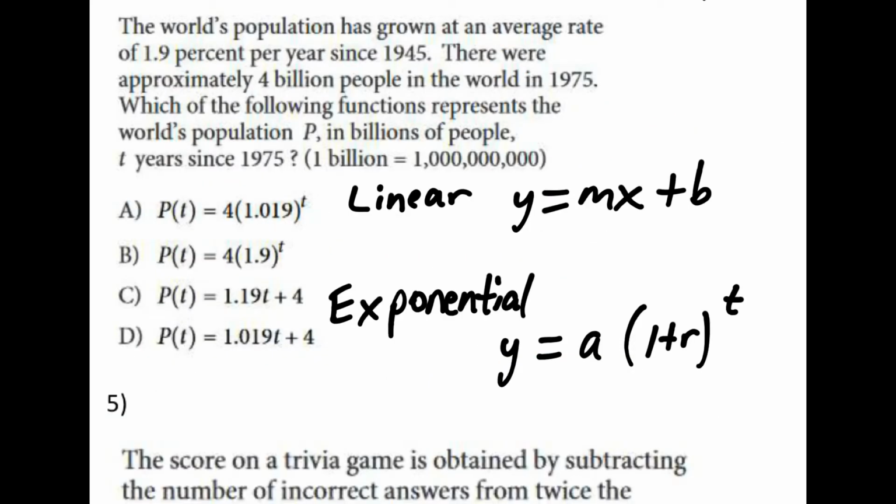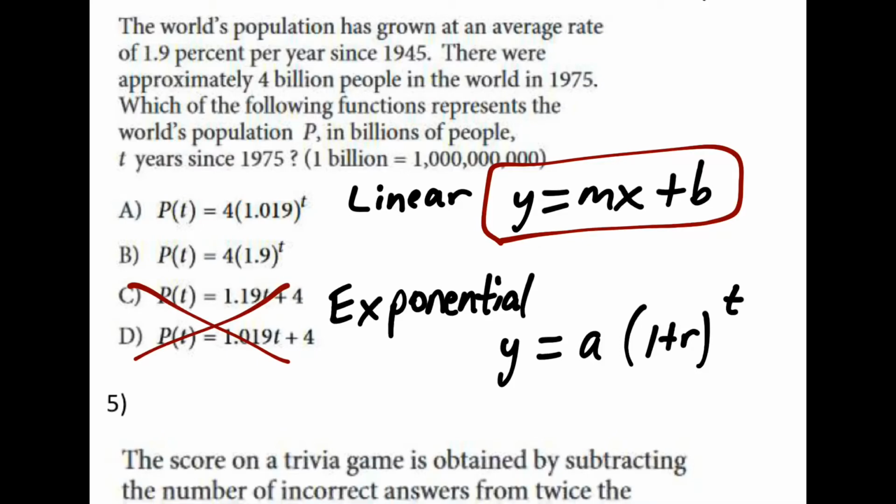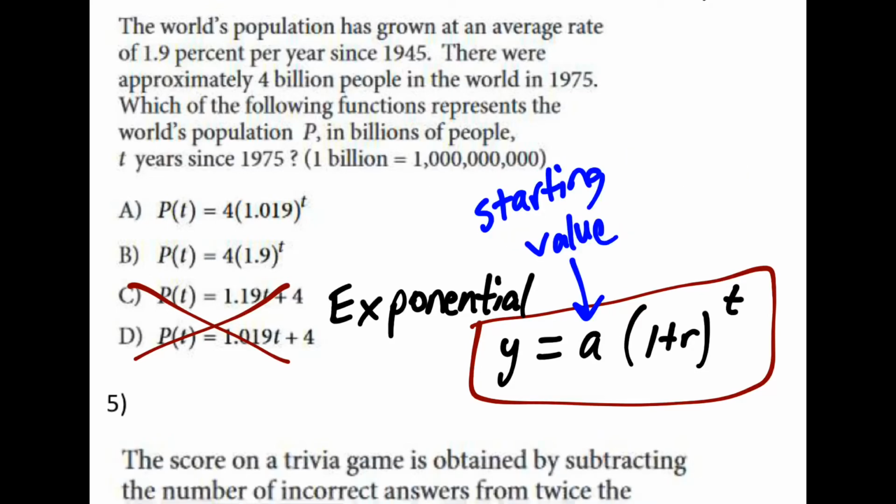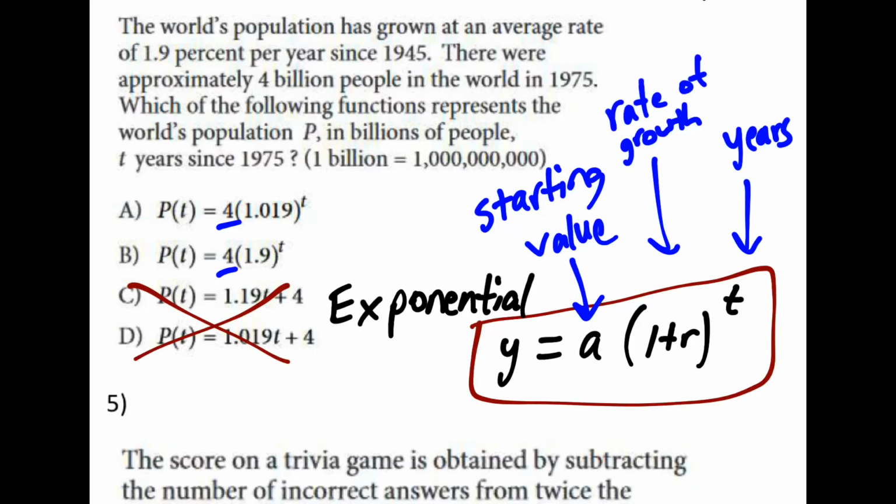Number 4 is an exponential growth problem. Just by looking at the answer choices, we can rule out half of them, because a linear equation will be of the format y equals mx plus b, like C and D, and an exponential equation is going to look more like this. So it's either going to be A or B. The first part of our exponential equation is the starting value, which both correctly have as 4. The power of t represents the years. So the part that matters is the rate of growth.